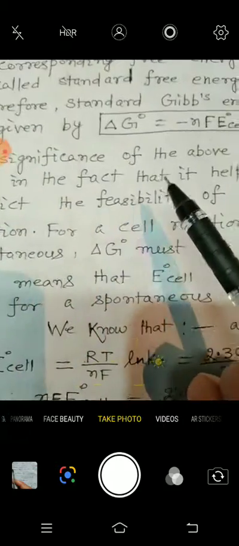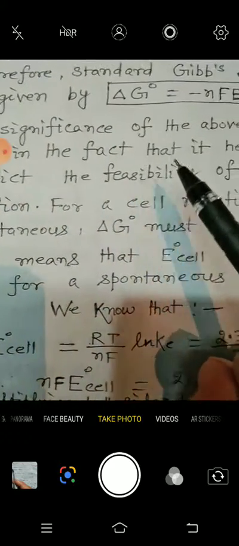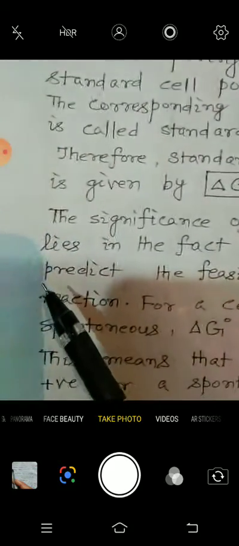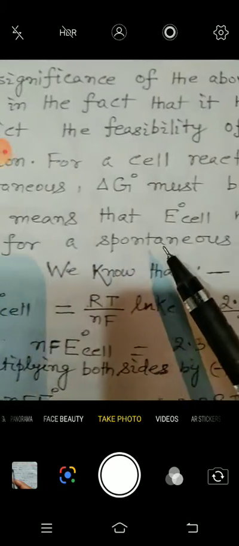The significance of the above equation lies in the fact that it helps us to predict the feasibility of the cell reaction. For a cell reaction to be spontaneous, delta G naught must be negative. This means that E naught cell must be positive for a spontaneous cell reaction.